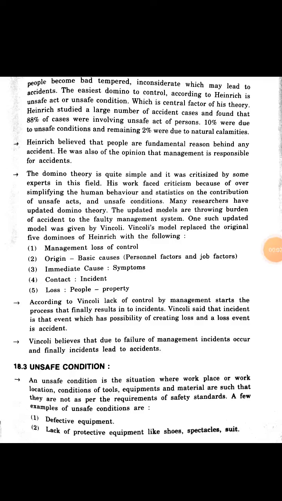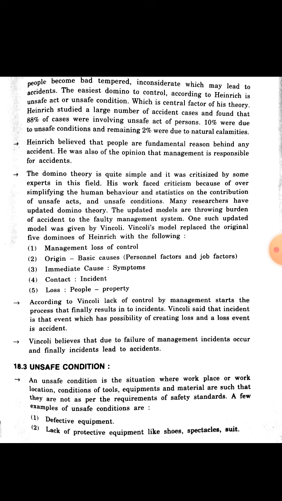Hello students, today we start a new topic in chapter 11, construction safety management. Here we start with unsafe condition. An unsafe condition is a situation where the workplace or work location conditions of tools, equipment and material are such that they are not as per the requirement of safety. This condition is known as an unsafe condition because in it there are maximum chances of an accident, and sometimes we lose human life.